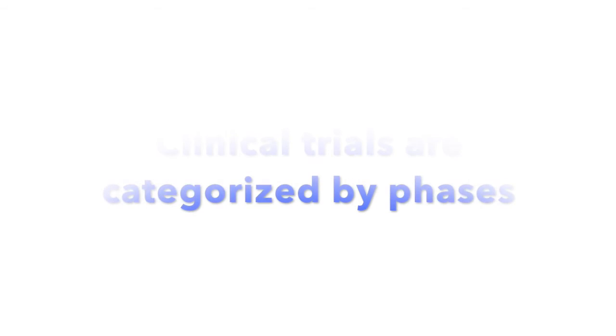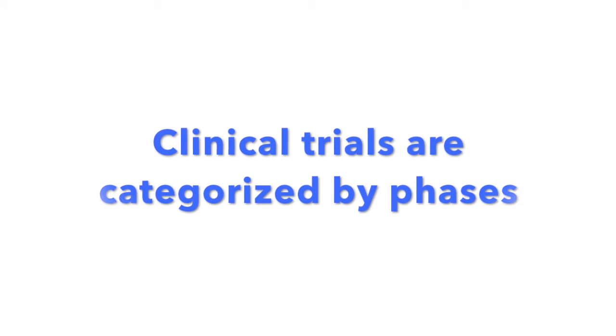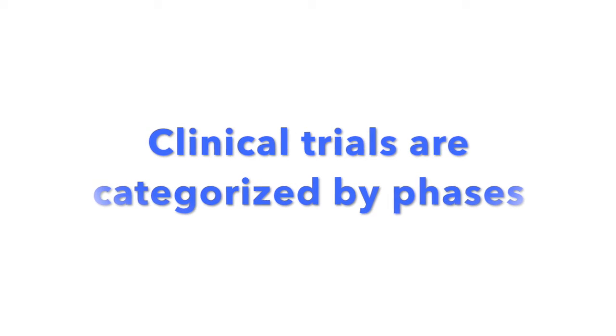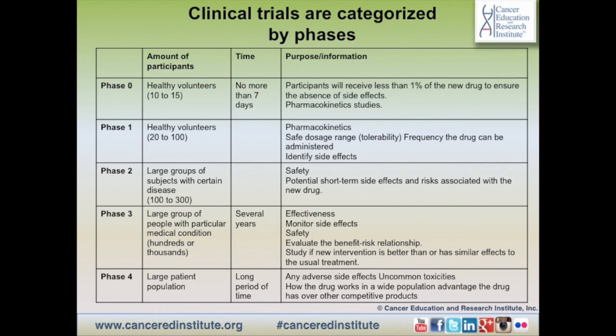So it is important to understand that clinical trials are categorized by phases. I'm sure you have heard of phase 1, phase 2, phase 3, phase 4 clinical trials. So let's talk about these phases of clinical trials. Phase 0 includes healthy volunteers, about 10 to 15. Phase 1 clinical trials involve healthy volunteers, from 20 to 100. Phase 2 clinical trials involve larger groups of subjects, which means patients with a certain disease, and those numbers are from 100 to 300.